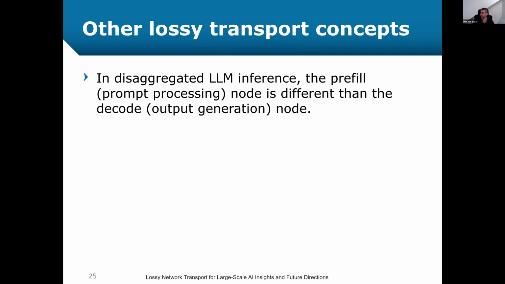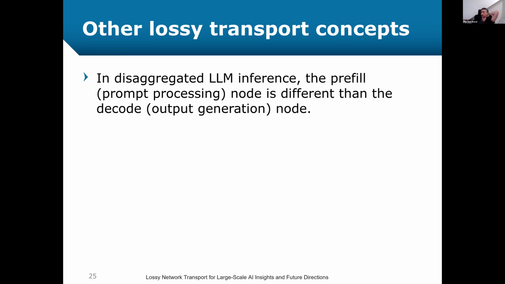Okay, so far we talked about training. Let's talk a bit about other types of lossy transfers, because I think the title here was lossy network transport. So let's talk about what happens during inference, right?